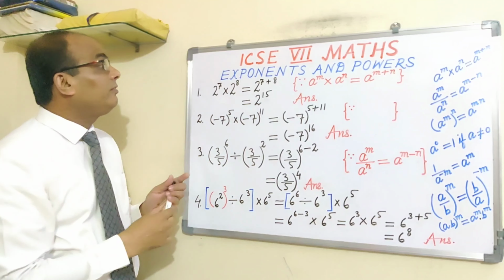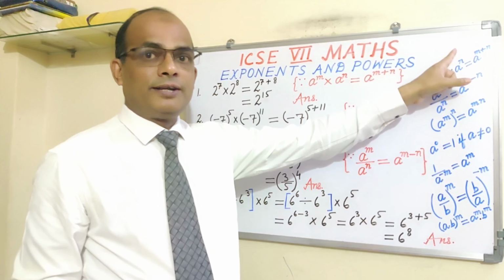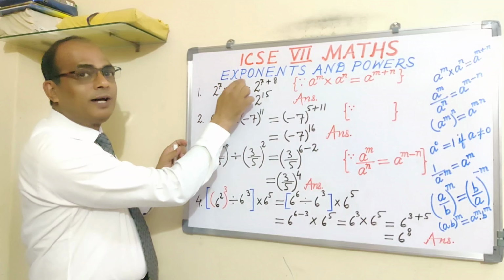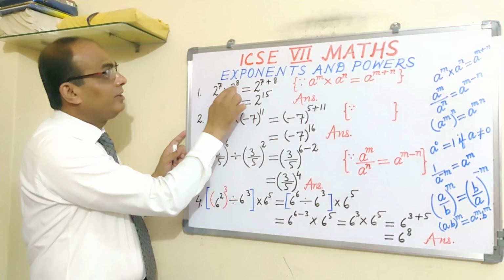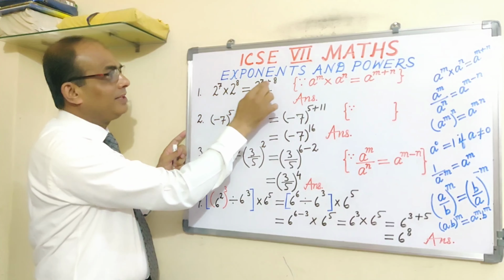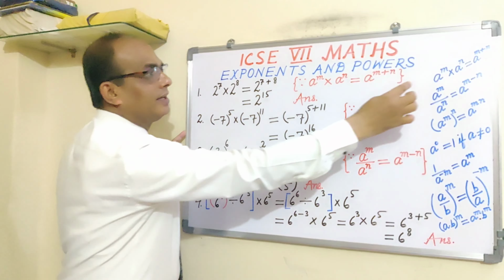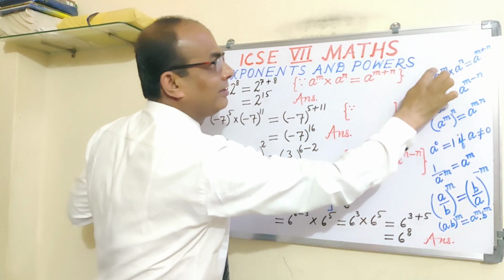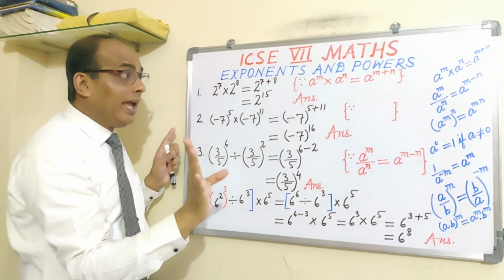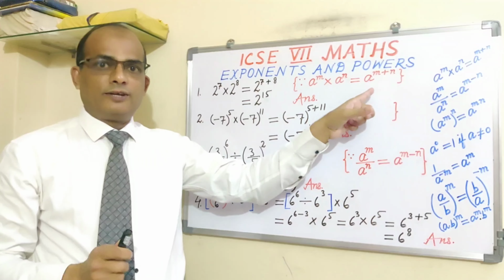Is equal to, now here we are going to use this formula. See, a raised to the power m multiplied by a raised to the power n. So in place of m we have 7, in place of n we have 8. m plus n, that means 7 plus 8. So a raised to the power m plus n, so 7 plus 8. And please do write down the reason, the formula. Give the formula.